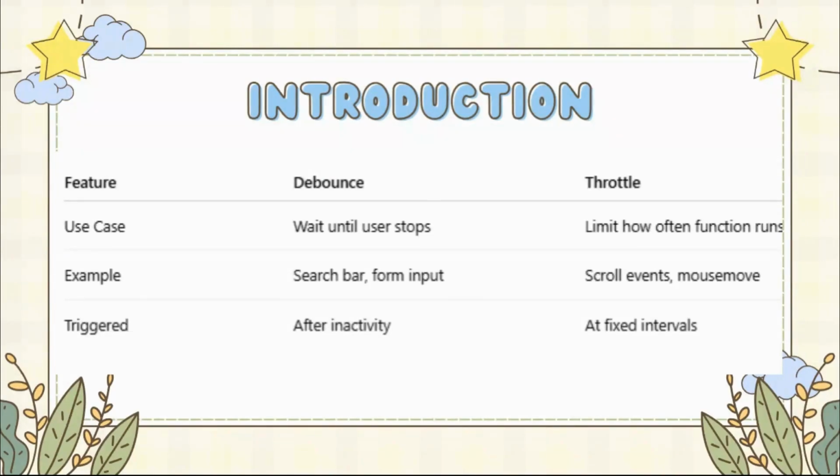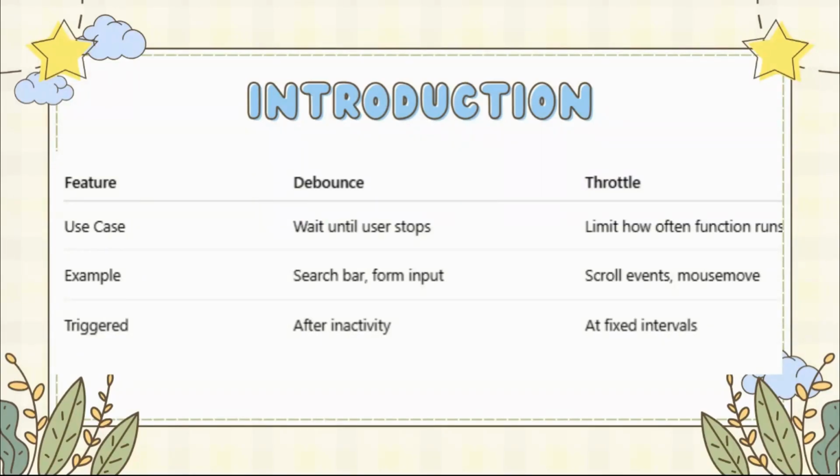Imagine typing in a search box and firing a search request for every key press. Really, that's wasteful. With debouncing, the function only runs after you stop typing for a specified time, like 500 milliseconds. This is super useful for search inputs, form validation, and resize events.